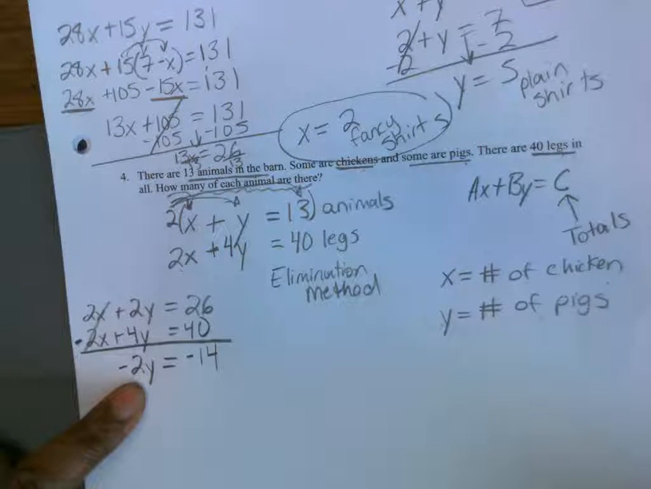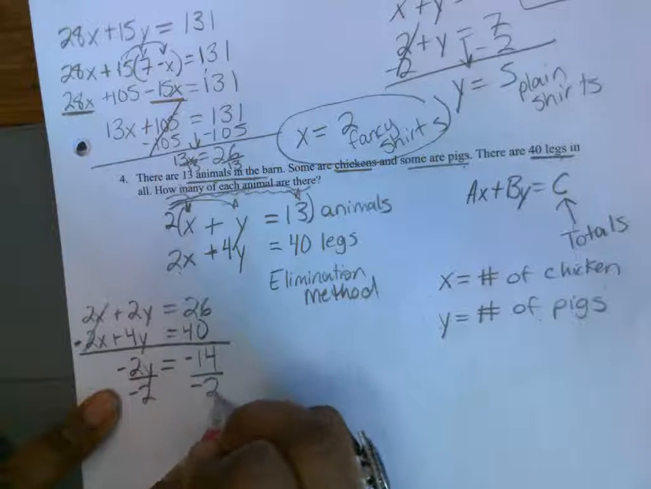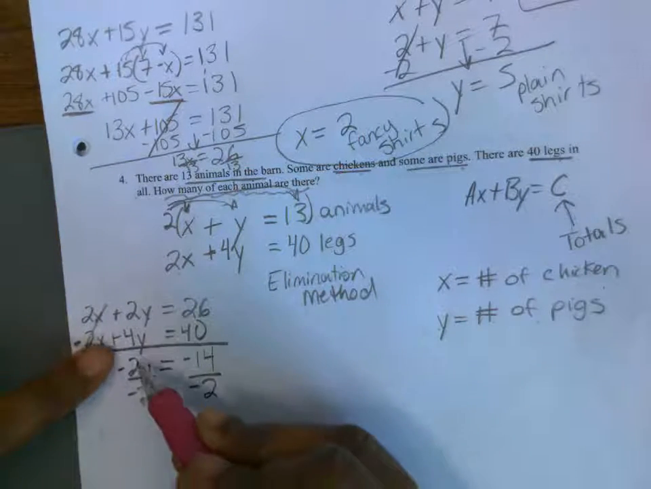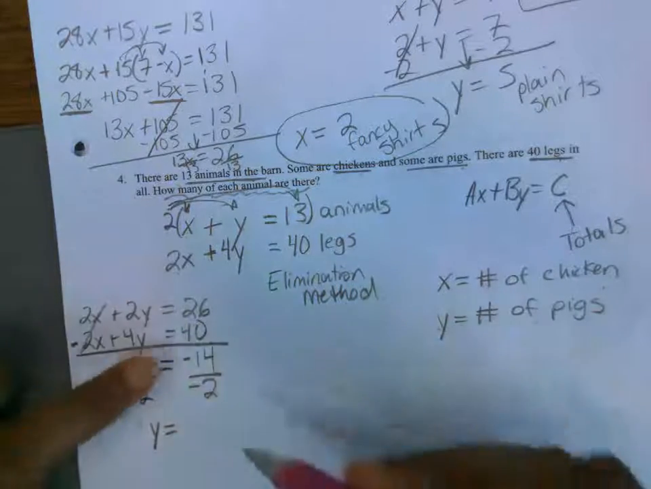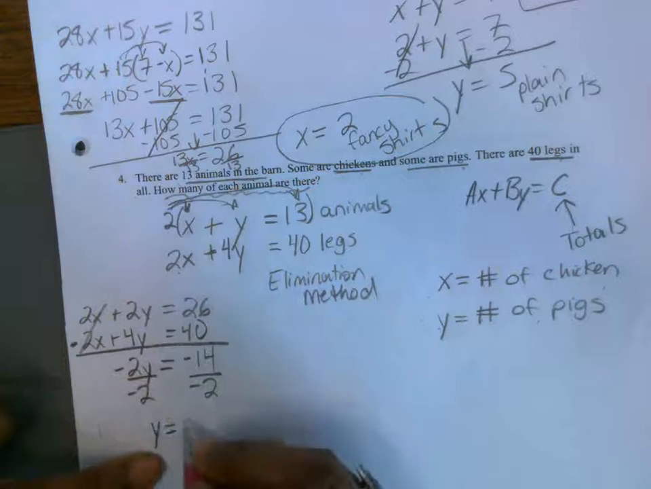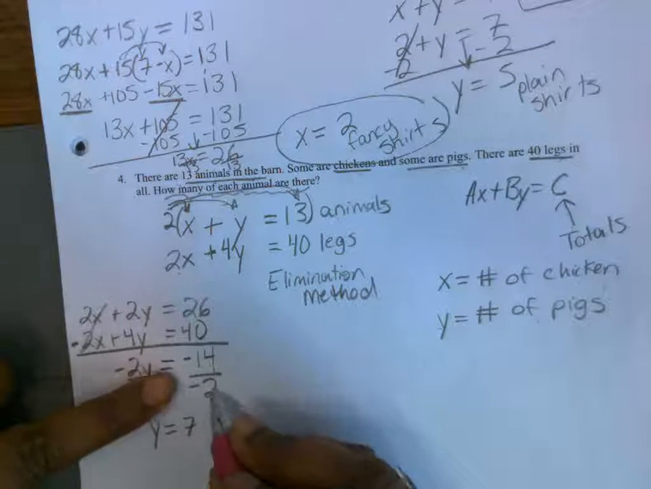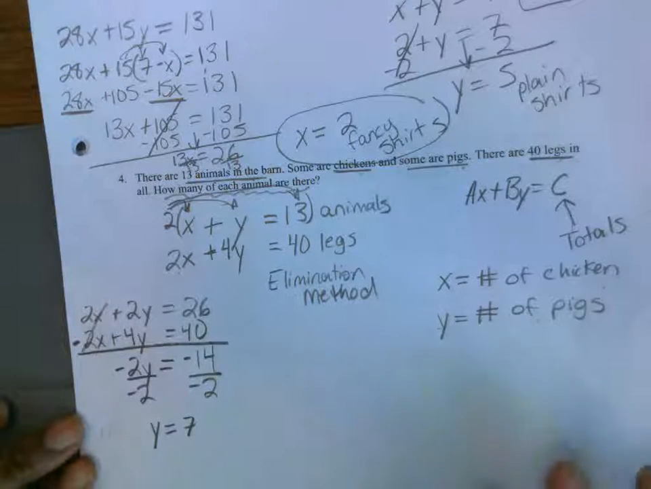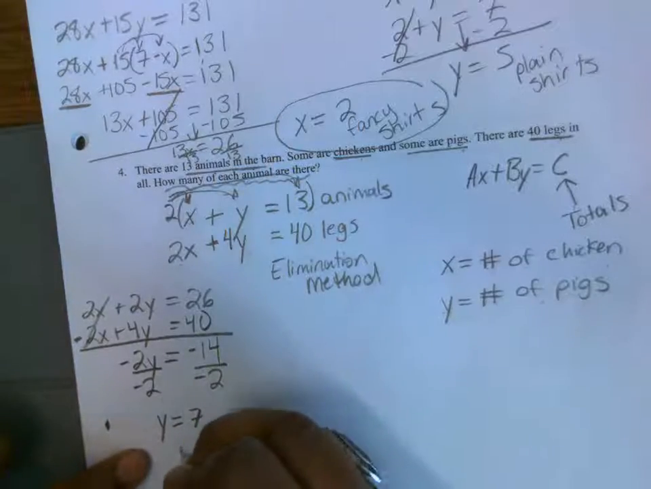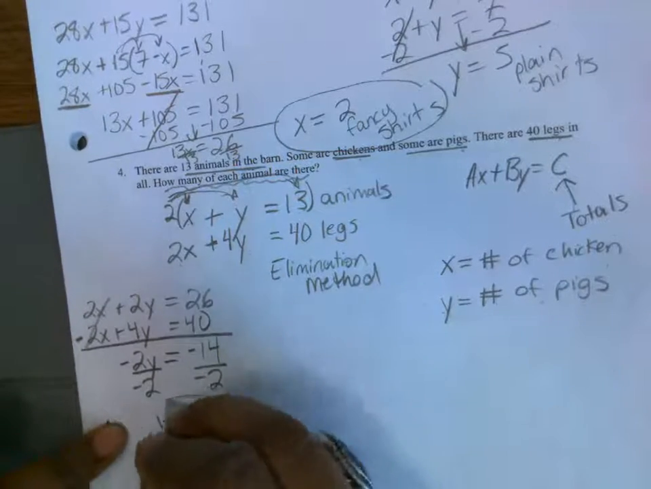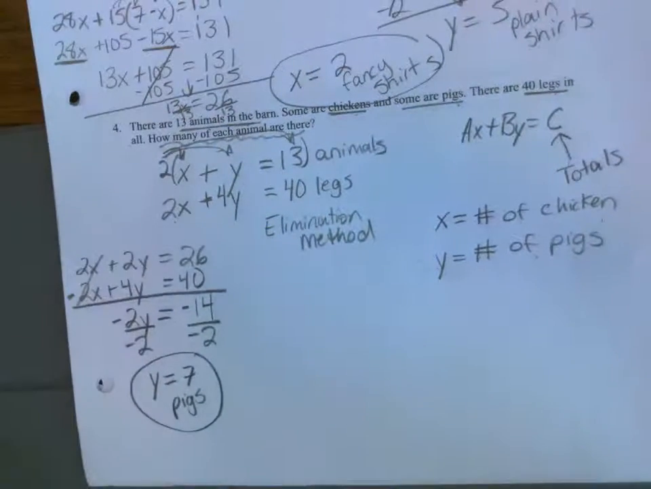Now to get y by itself, I'm going to divide both sides by negative 2. When I divide this side by negative 2, this gives me a positive y. When I divide this side by negative 2, this gives me a positive 7. A negative times a negative is a positive. 14 divided by 2 is 7. So this is saying that there are 7, and y represents pigs. So there are 7 pigs. Any questions about how I got that?